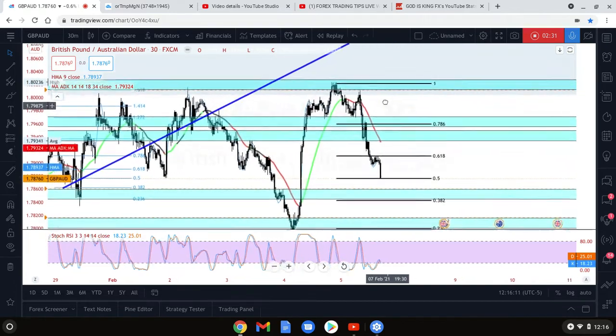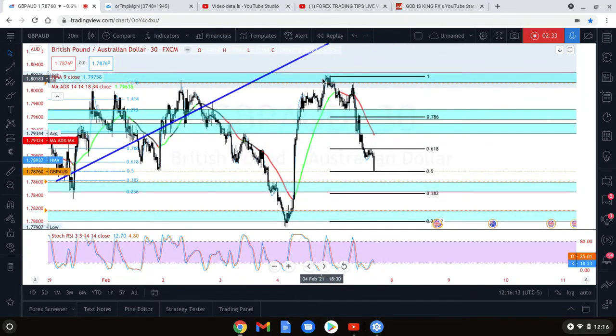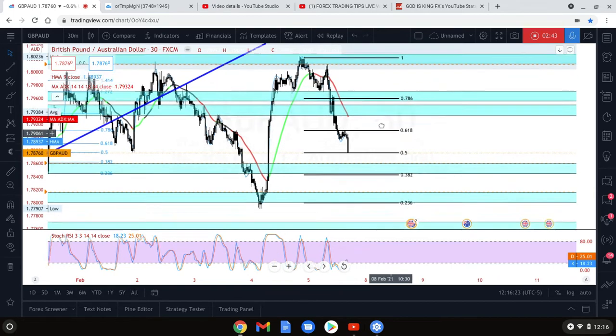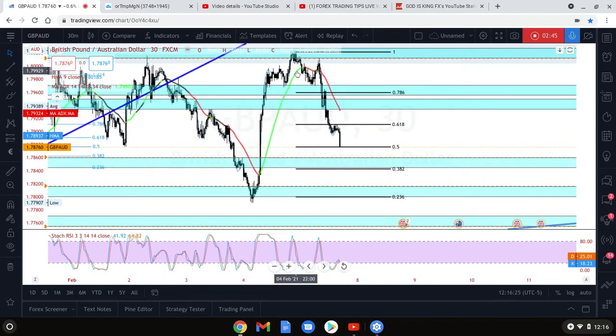This one, you can see that it tested the box. It didn't come out of the box for more buys. And with my moving average, I know that, okay, it's time for a sell, and I place my Fibonacci retracement tool right here. So it played out pretty nicely.